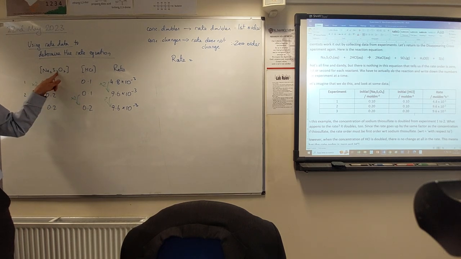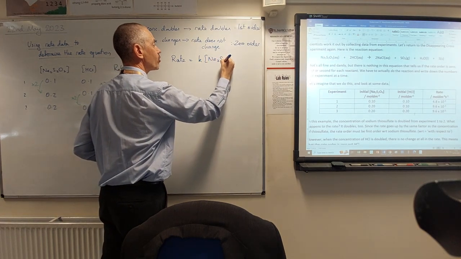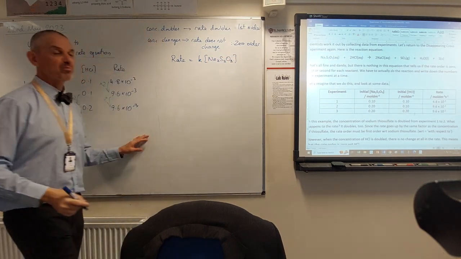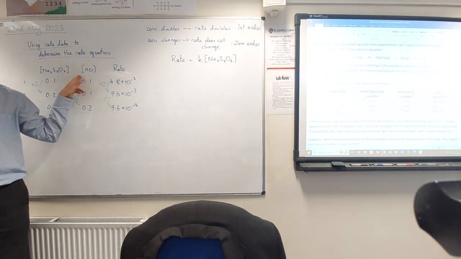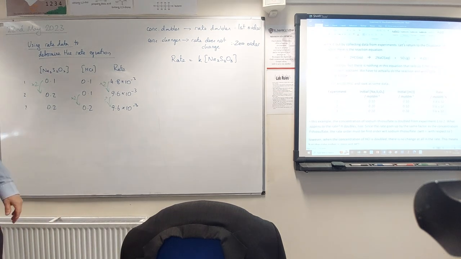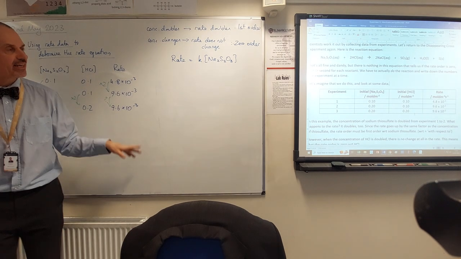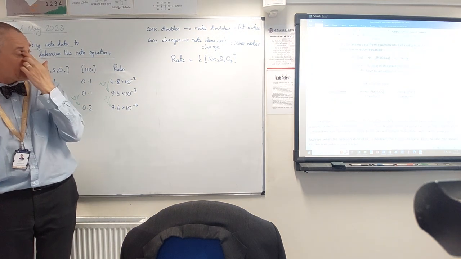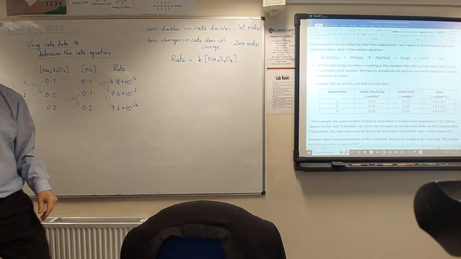So rate is first order with respect to thiosulfate, so I'm going to put that in the rate equation either to the power of 1 or just leave it as it is. And then I could either write HCl to the power of 0 or just leave it out, because that's still correct. Okay, let's do something a little bit different now. We've got our rate equation, we've got some data. Let's work out k.